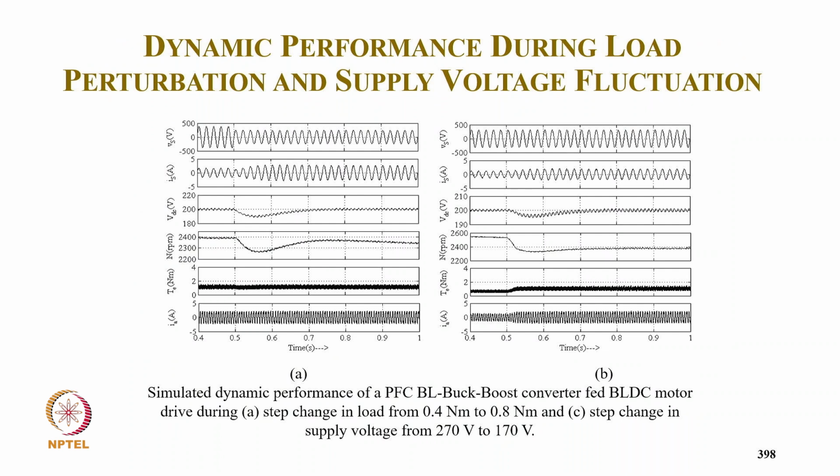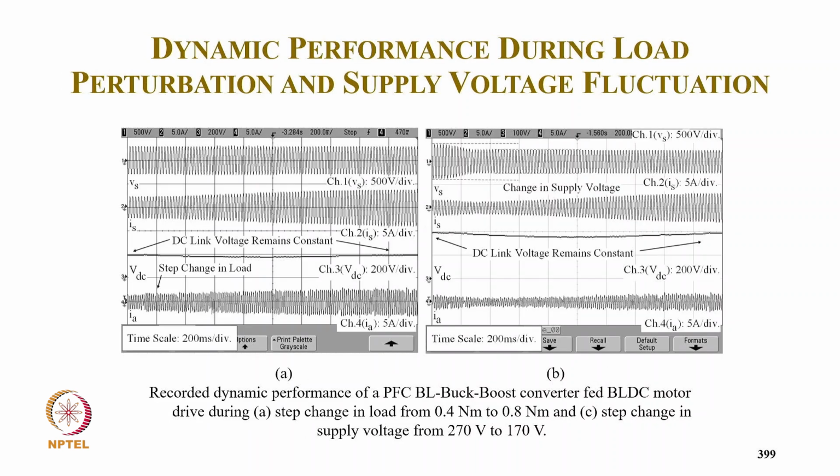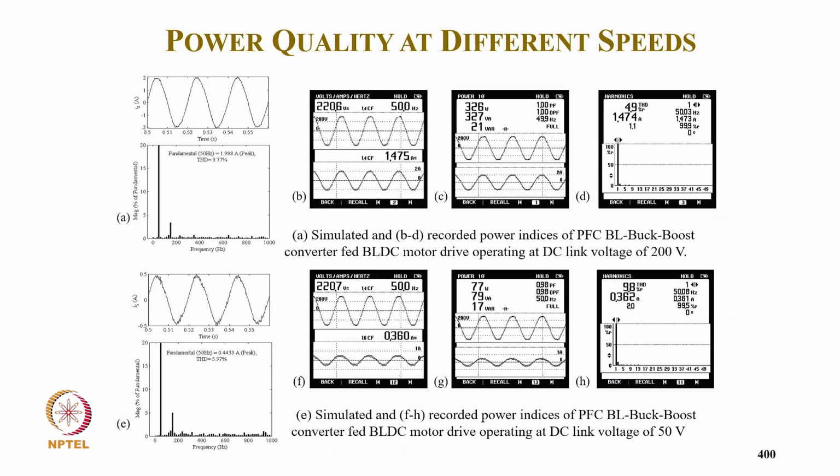Then the load change from 0.5 to 8.10 Newton meter, and the supply voltage change from 270 to 170 volt. Then the experimental result for load change from 0.4 Newton meter to 0.10 Newton, and supply voltage change 270 to 170, and DC link voltage remains regulated with its own response.